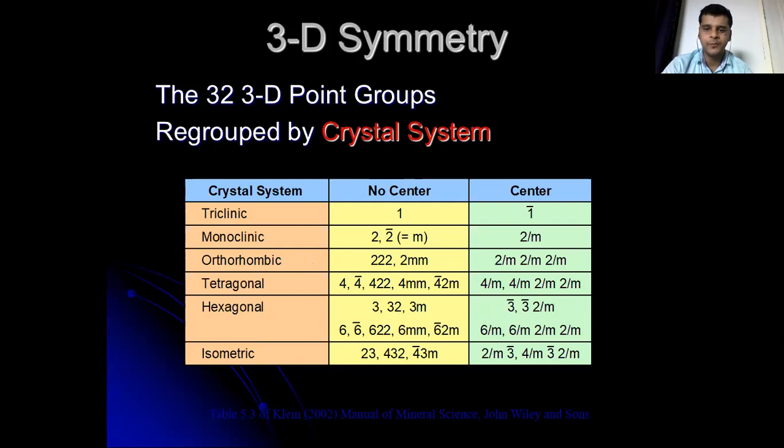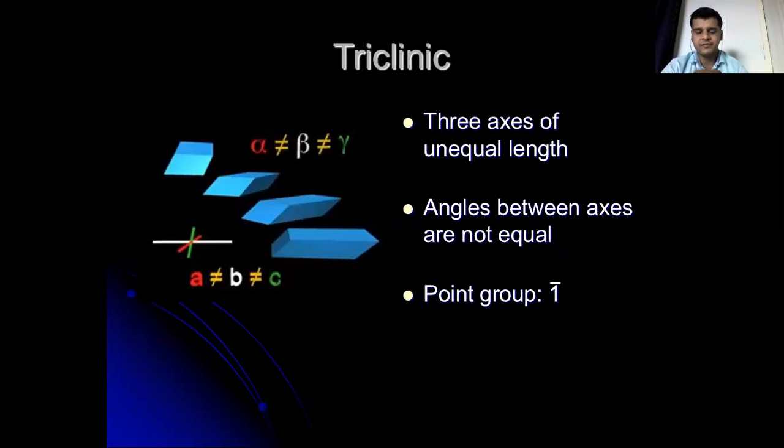This is the 32 3D point groups regrouped by crystal system, and this is for triclinic. You know that for the triclinic system, alpha is not equal to beta, beta is not equal to gamma, and also a is not equal to b, b not equal to c. So 3 axes of unequal length, angles between axes are not equal. Point group is 1 bar. So why? Because for 1 bar there is no similar angle, similar distance. So that is called 1 bar.